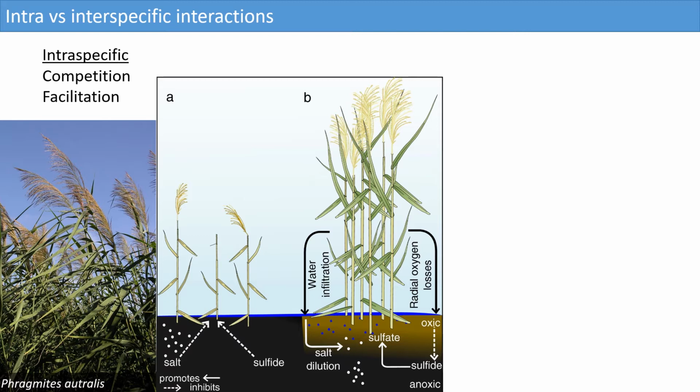And the denser and closer the Phragmites australis plants are growing together, the more beneficial effect they will have on each other's growth. So this is a typical case of intraspecific facilitation, at the opposite end of competition.